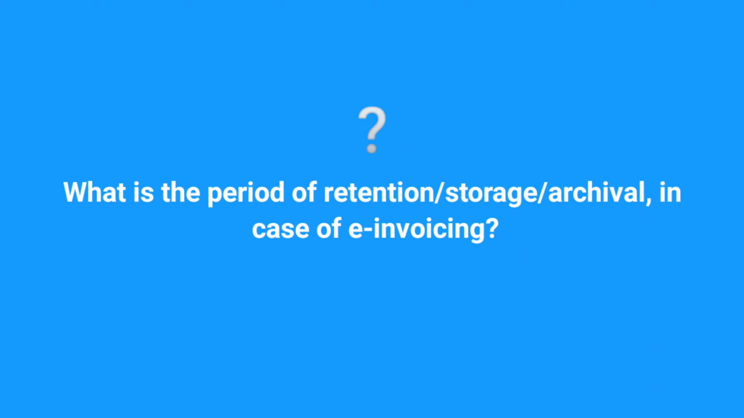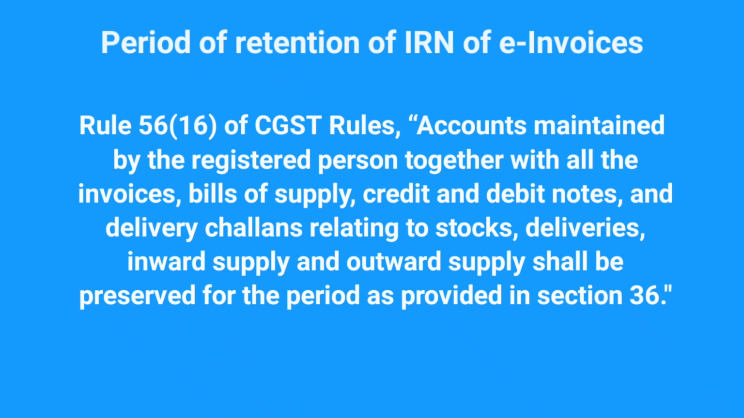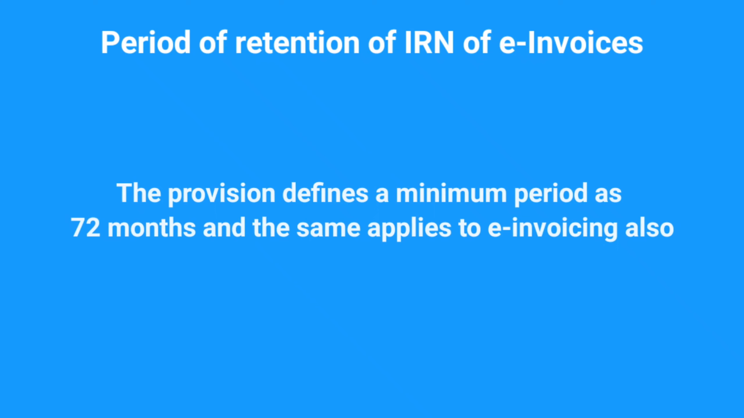What is the period of retention or storage or archival in case of e-invoicing? As per Rule 56 Sub-Rule 16 of the CGST Rules, accounts maintained by registered persons, together with all invoices, bills of supply, credit notes, debit notes, delivery challans, etc. shall be preserved as per the period that is given under Section 36. The provision defines a minimum period as 72 months, and the same applies to even e-invoicing.